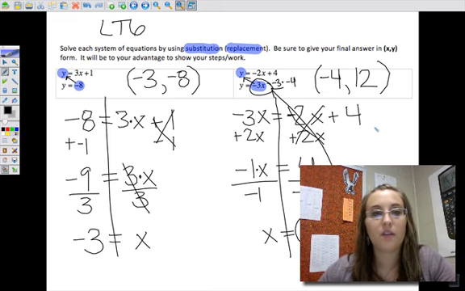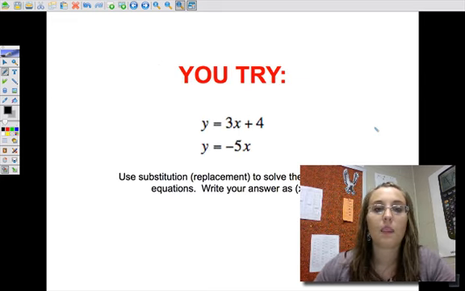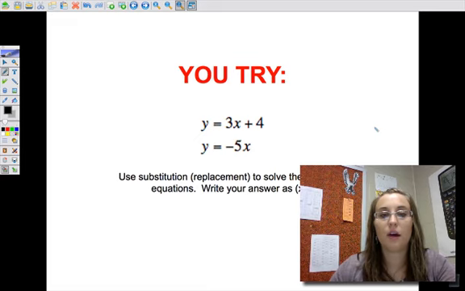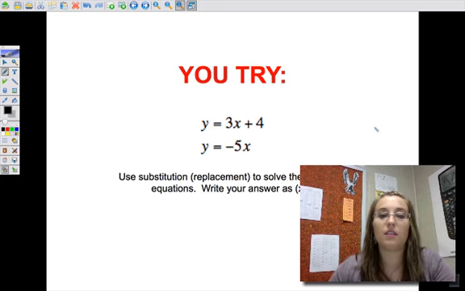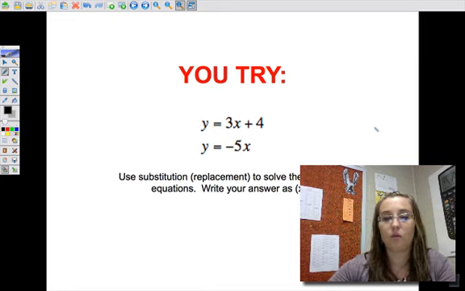Okay, got one for you to try. Y equals 3x plus 4, y equals -5x. You're going to use the substitution or replacement method to solve this system. Make sure you write your answer as an xy. Please bring this answer up to me when you are finished.